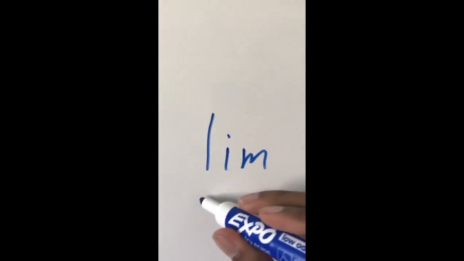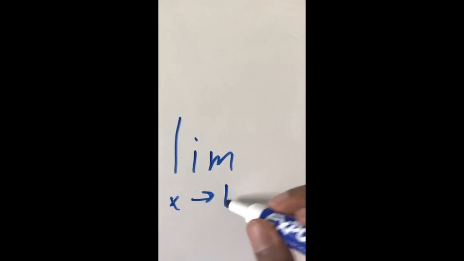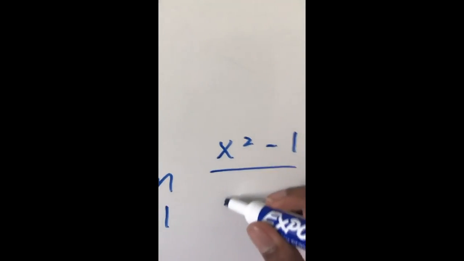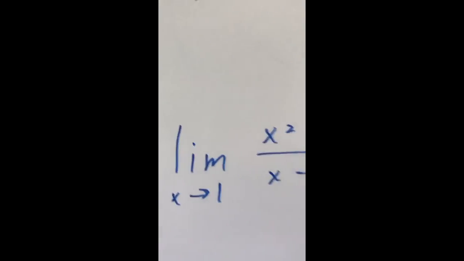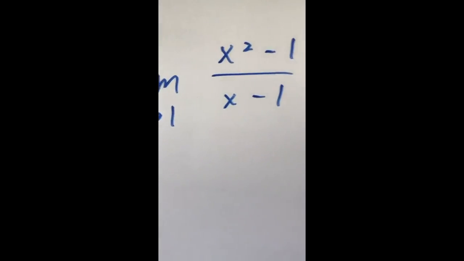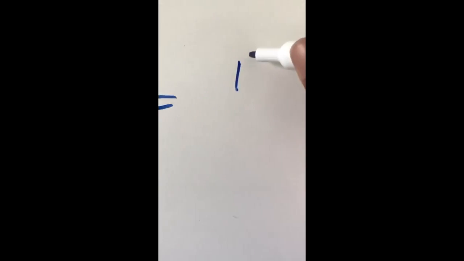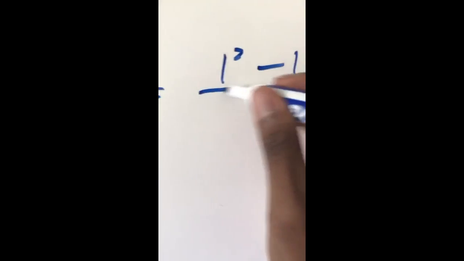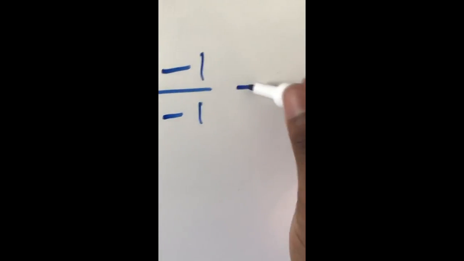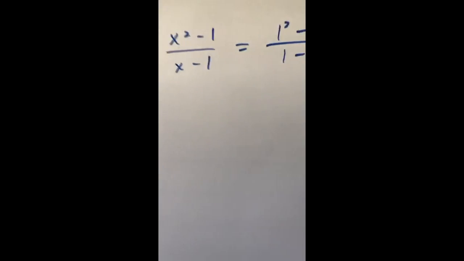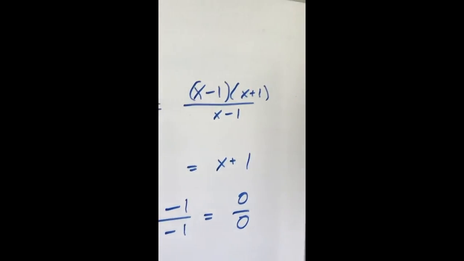So the limit as x approaches 1 of x squared minus 1 over x minus 1. And for this, we can't really plug in 1 here, because if we did that, then we would just get 0 over 0. But what we can do is what we did up here. We can simplify it.